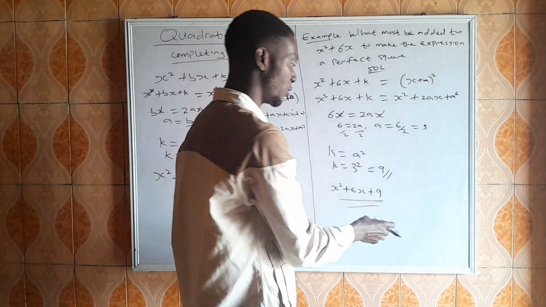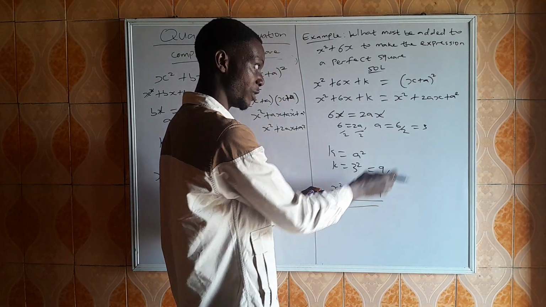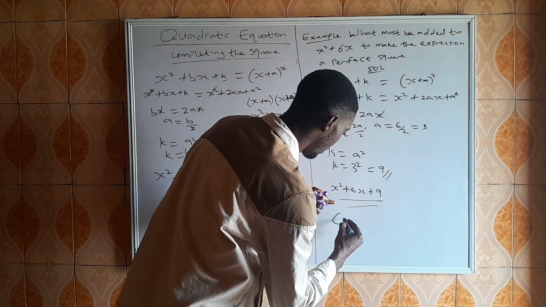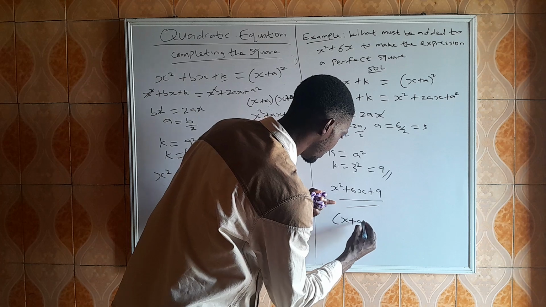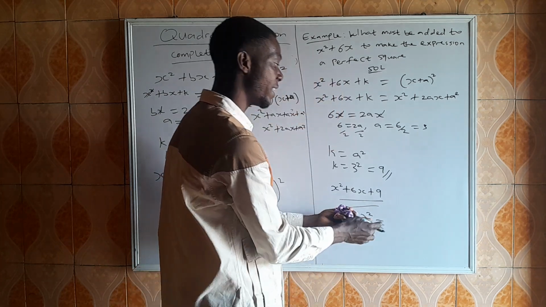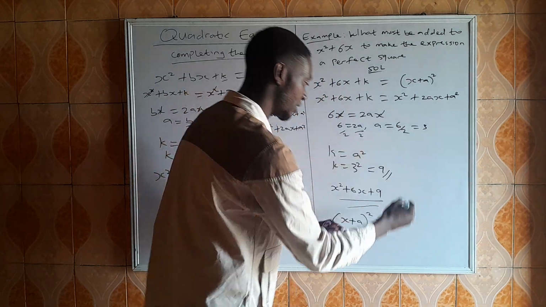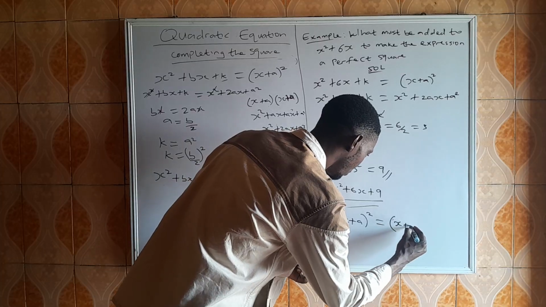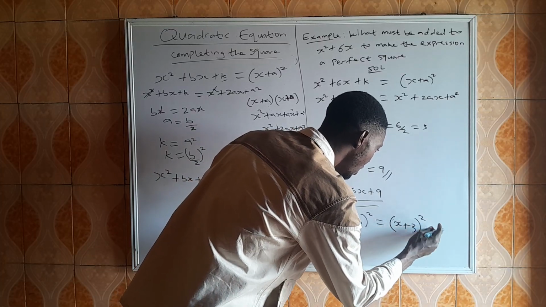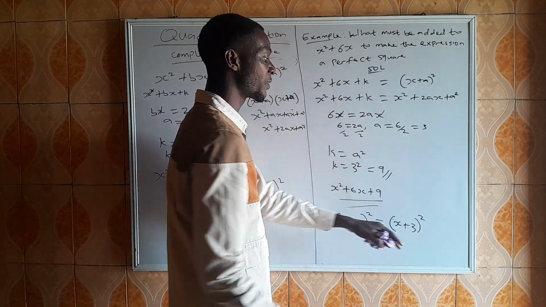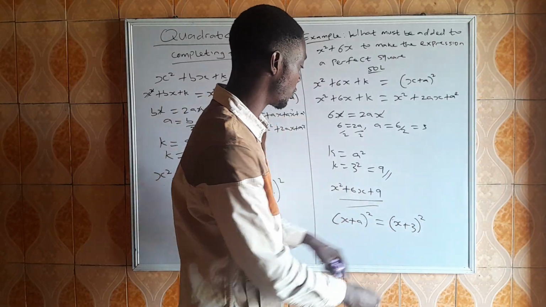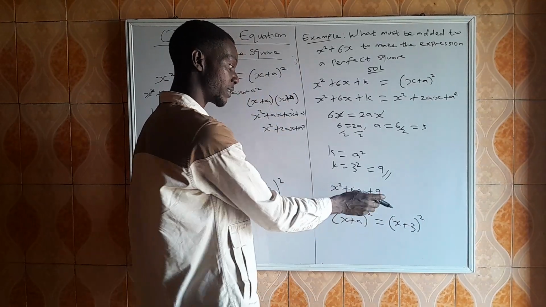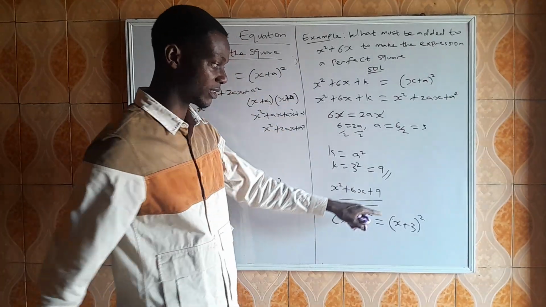And if you want to check if this expression is correct, you come back here. You have (s plus a) squared. Now our a is what? a is equal to 3. So it will be (s plus 3) squared. And when you expand this expression, you will find out that you get s squared plus 6s plus 9.